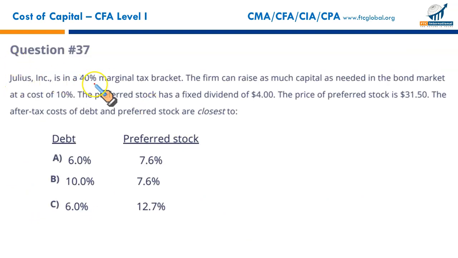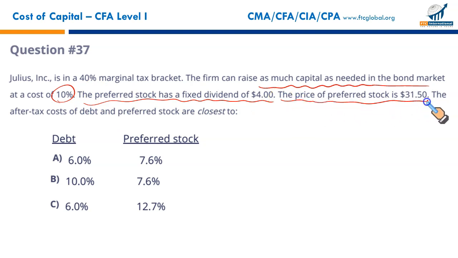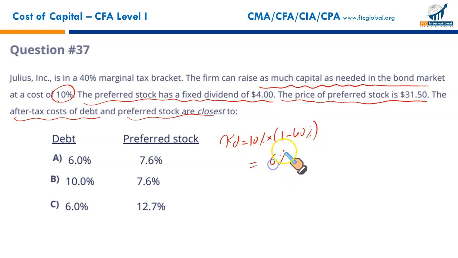Julius Incorporated is in the 40% marginal tax bracket. The firm can raise as much capital as needed in the bond market at a cost of 10%. The preferred stock has a fixed dividend of $4. The price for preferred stock is 31.5. Very simple question. The after-tax cost of debt is the rate times (1 minus tax rate), that's 40%. It will be straight away 6%, which is either C or A.